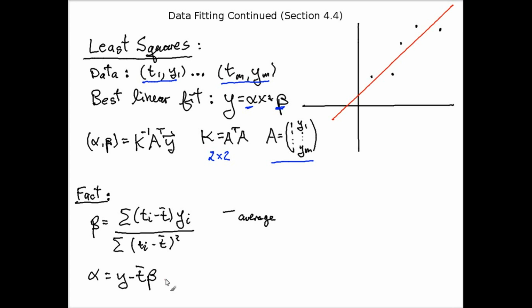So the slope is beta. That's the most complicated thing. That's given by this expression. And alpha is calculated from the slope like this. You need, oh, sorry, there's a bar over here. You need the average of the T's and the average of the Y's and this beta that you just computed.